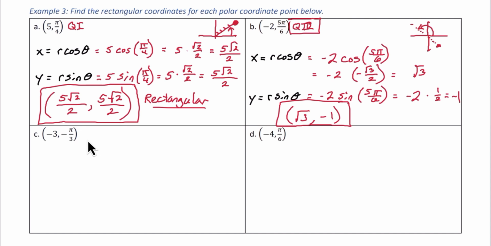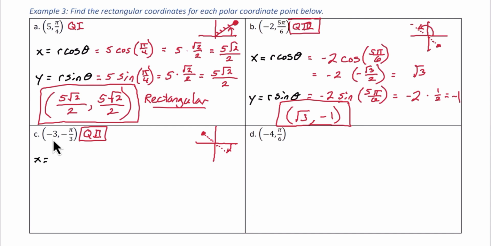In our next example, we will again start by getting a quick sketch of that point. The angle is negative pi thirds, so that's going to be down here. But notice that r is also negative, which pushes it to the opposite side of the pole up here, which means our point is in quadrant 2. Our rectangular point should also be in quadrant 2.